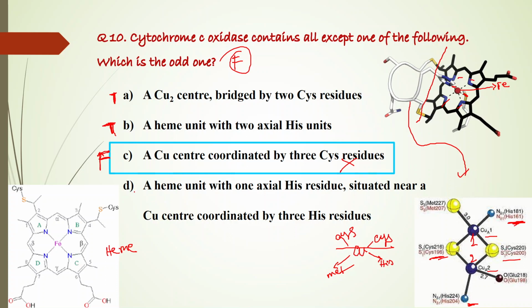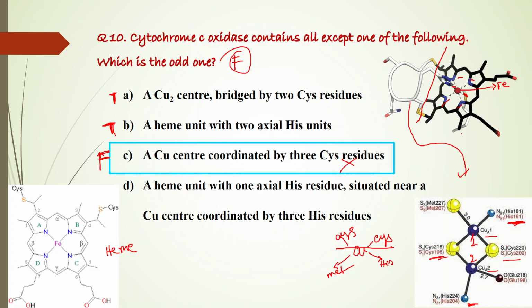Still, let us look at the last one. It is saying a heme unit with 1 axial histidine residue situated near a copper center coordinated by 3 histidine residues. So again, we have our heme unit, and we know that in case of heme units, we have 2 axial positions which are covered by these histidine units. I have already marked them. Again, they are saying that there is a third histidine residue, situated near a copper center coordinated by 3 histidine residues. Is it true?